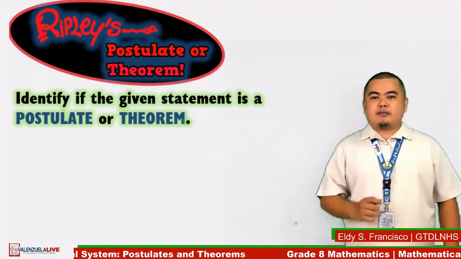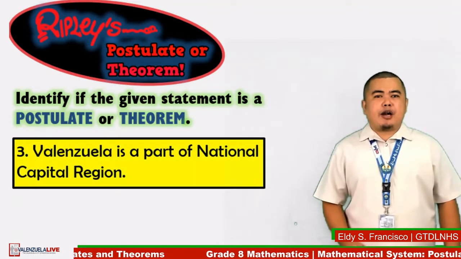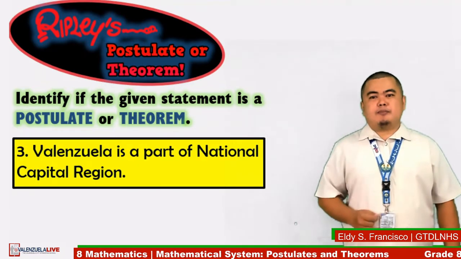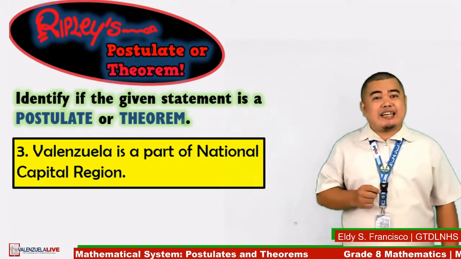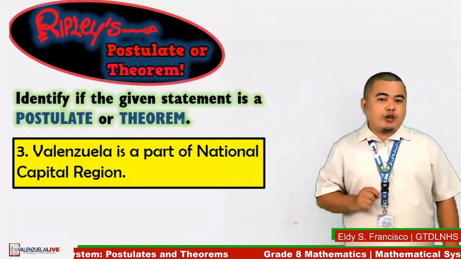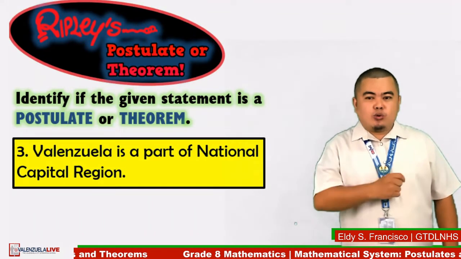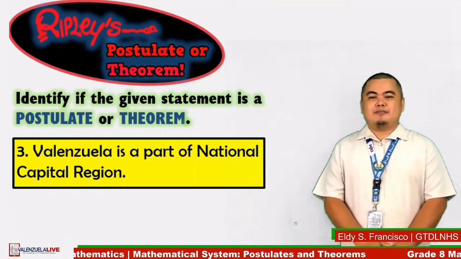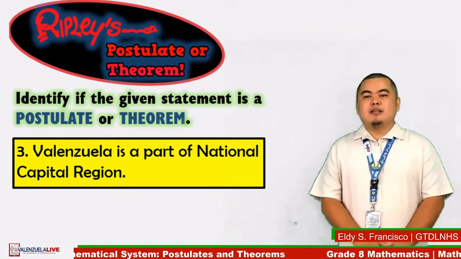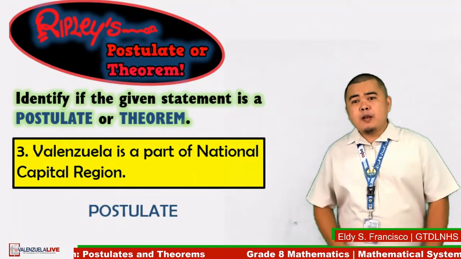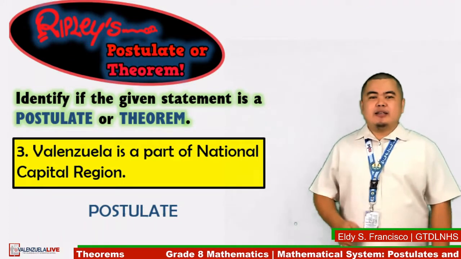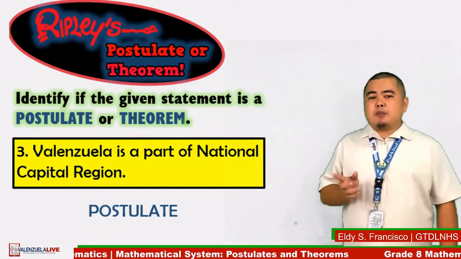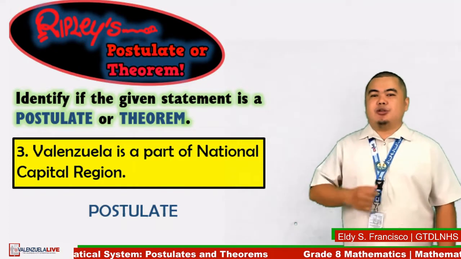Next, statement 3. Valenzuela is a part of National Capital Region. Is it a postulate or a theorem? Remember that a postulate is a statement that is generally accepted without proof, while a theorem is a statement that can be proved to be true. Comment your answer now. Nice. So if your answer is postulate, then you are correct. Very good. That statement is a postulate because it is common knowledge that Valenzuela is a part of National Capital Region.